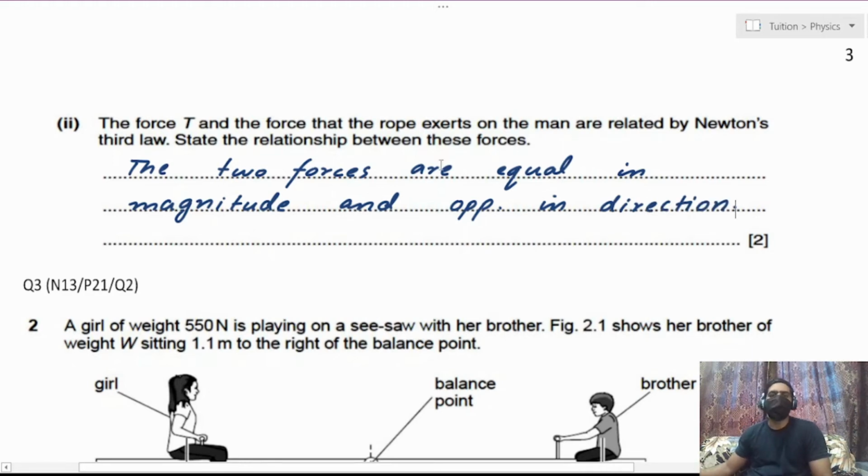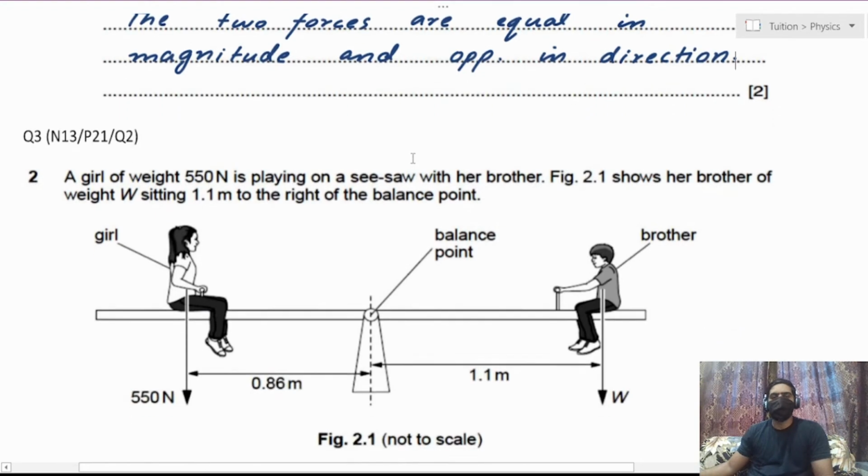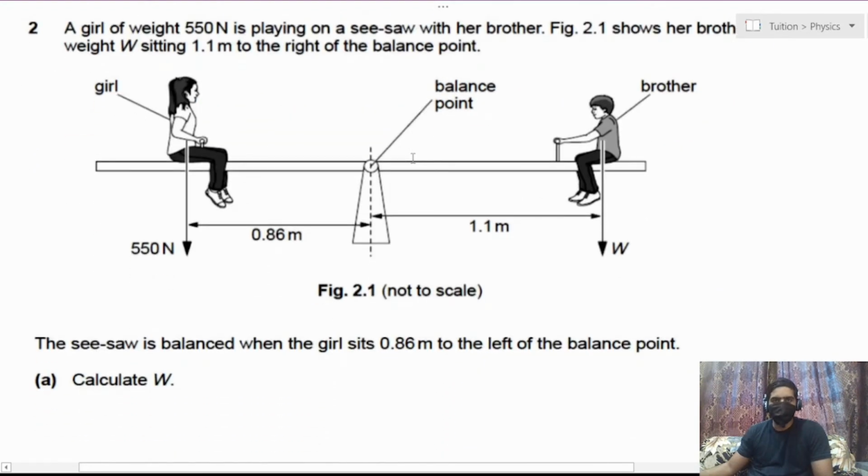Two forces are equal in magnitude and opposite in direction. All right, then we have the next question. The girl, who weighs 550 Newton, is sitting on a seesaw with her brother. Figure 2.1 shows her brother with weight W, which is unknown, sitting 1.1 meter to the right of the balance point. Calculate W.